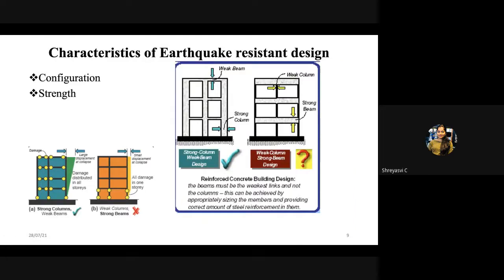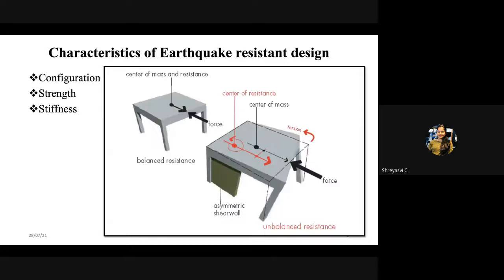Next, coming to the strength perspective, many of you may already know that in earthquake design, one of the things we follow is strong column weak beam design, because we treat a column failure as a global failure and a beam failure as a local failure. That is why we would rather have a beam fail than a column fail, because a beam, if it fails, is going to be restricted to a floor. So that is one of the policies that has to be followed.